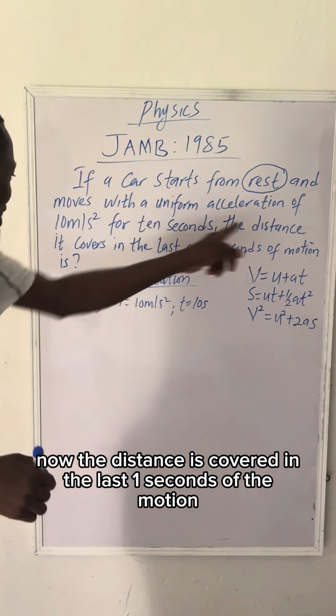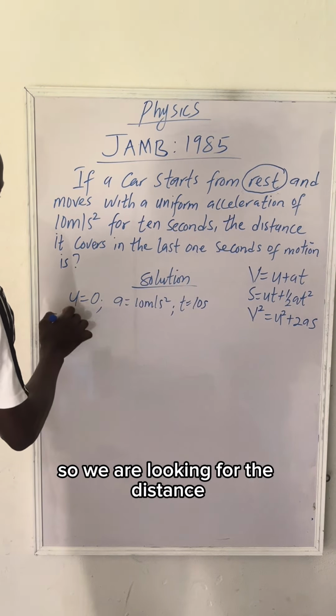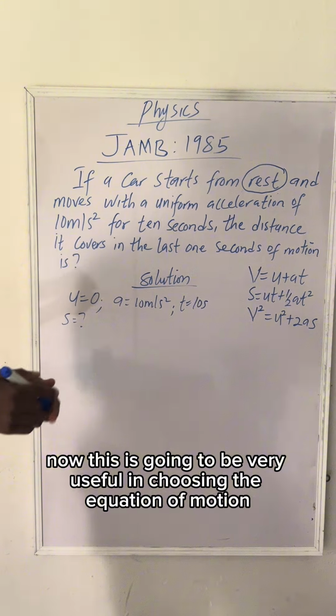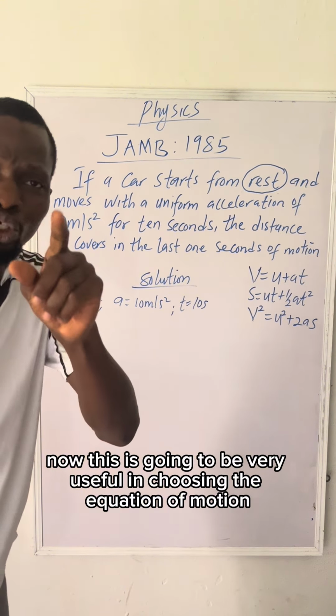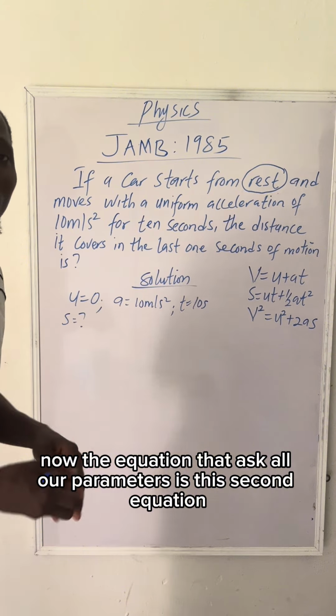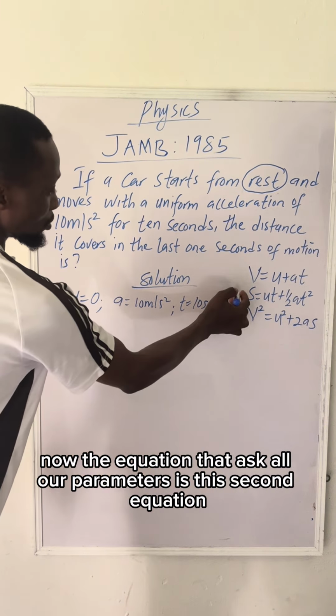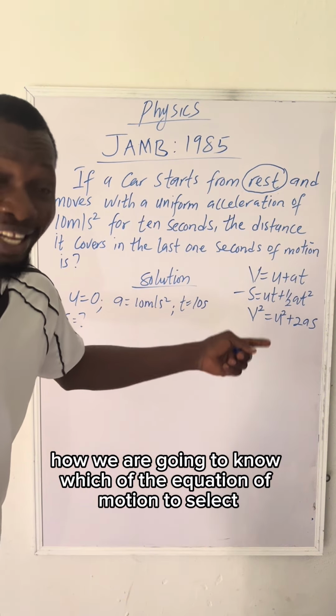Now, the distance it covers in the last 1 second of the motion. So we are looking for the distance. Now, this is going to be very useful in choosing the equation of motion we are going to use. Look at the equation of motion. The equation that has all our parameters is this second equation, and that is how we are going to know which of the equations of motion to select.